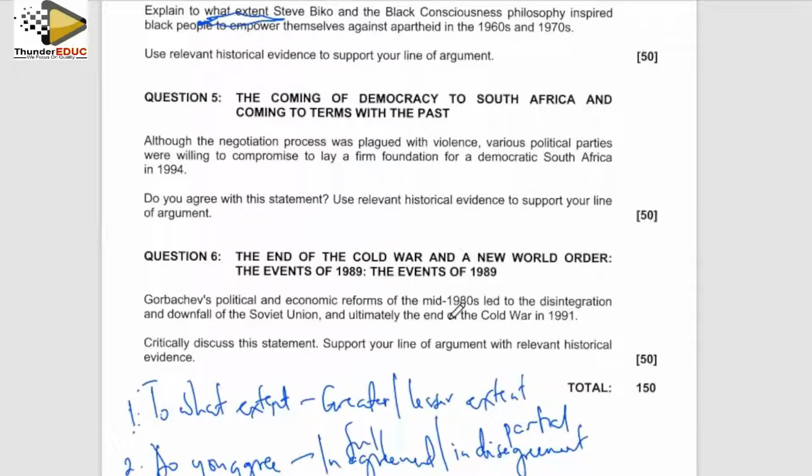If you want to include the background, just write one paragraph, because I guarantee you that there are no marks for the background. You don't need to waste time because you're not answering the question. The question is on how Black consciousness inspired Black people to empower themselves. So if you dwell much on the background information, that does not answer the question and cannot give you marks. You need to answer the question. So I'll just give you a brief background of Black consciousness.